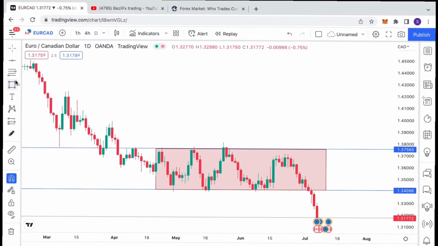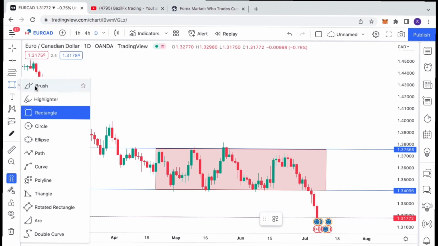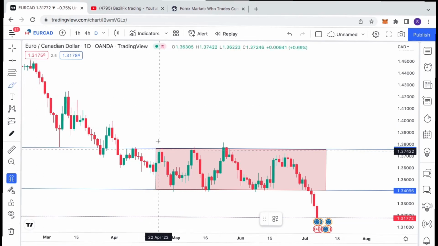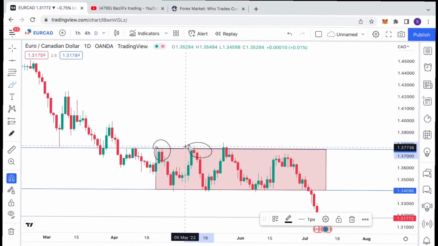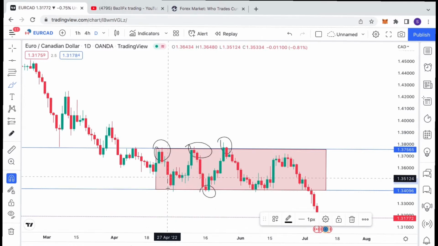We had the market bounce off these levels very many times. As you can see, you had there one, two, then three, then also here, again here.